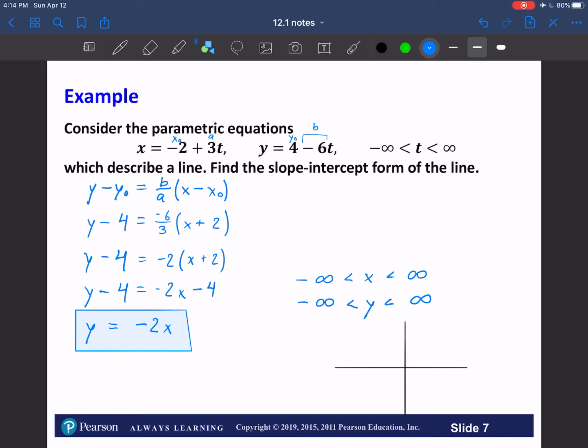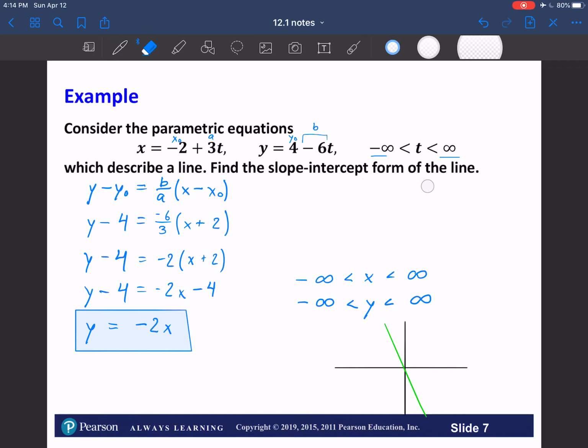Let's think for a second. This graph, which direction should the arrows be pointing? Should they be pointing downward or upward, to the right or to the left? If t is increasing from negative infinity to positive infinity, then let's just consider what happens at a negative value for t and a positive value for t. At a negative value, then we would get something.